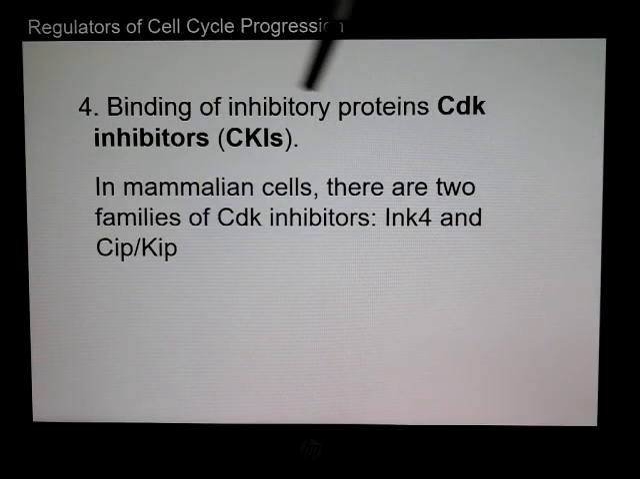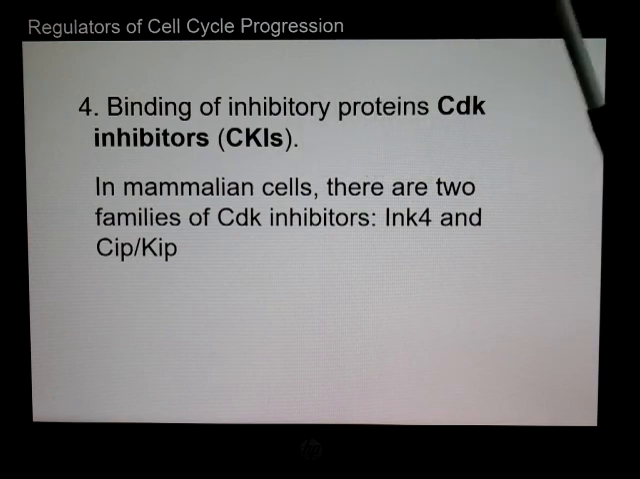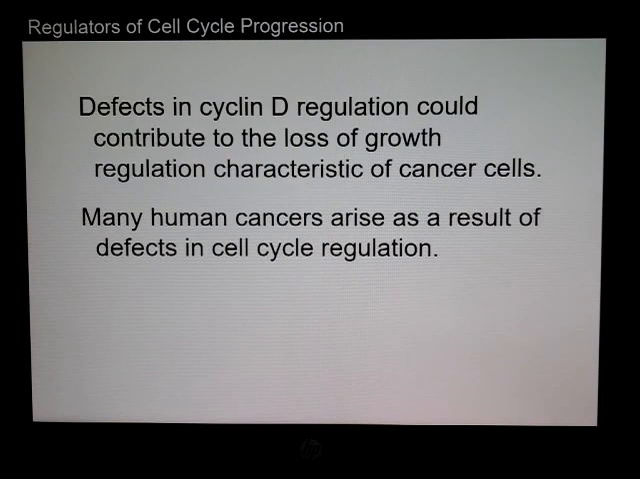And then binding of inhibitory proteins, or CKIs, CDK inhibitors, can also take place. And in mammalian cells, there are 2 families of those. So defects in any of the cyclin regulation could contribute to loss of regulation and, again, can actually lead to cancer.